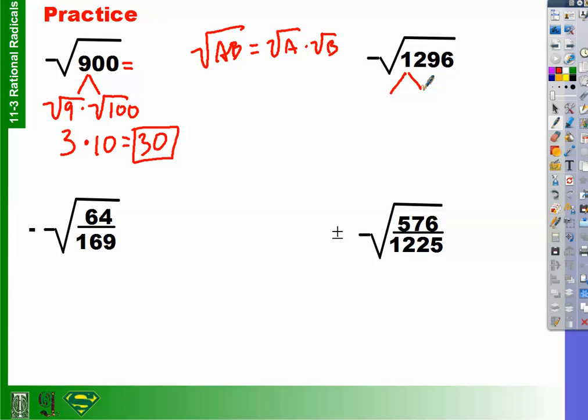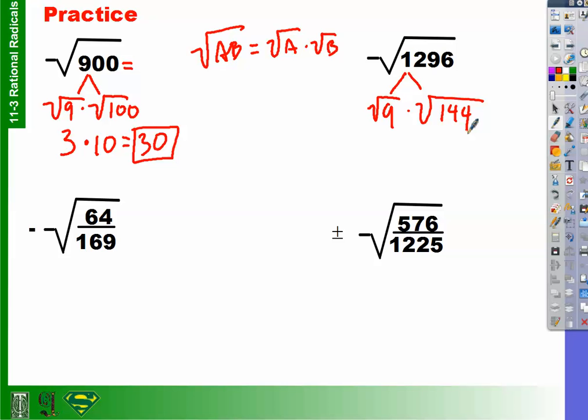Charlotte? 9. I know that 9 goes into this. So we know that the square root of 9 times the square root of... how many times does 9 go into 1,296? 144. So the square root of 1,296 is equal to the square root of 9 times the square root of 144.